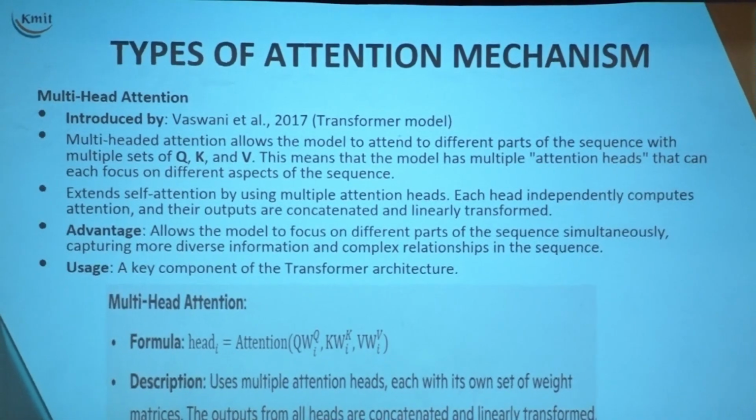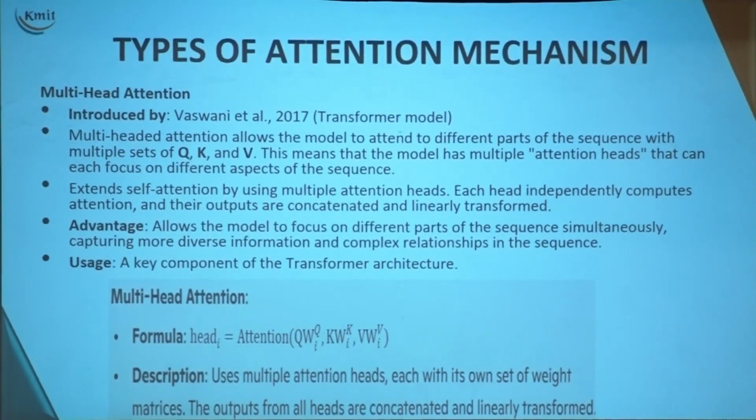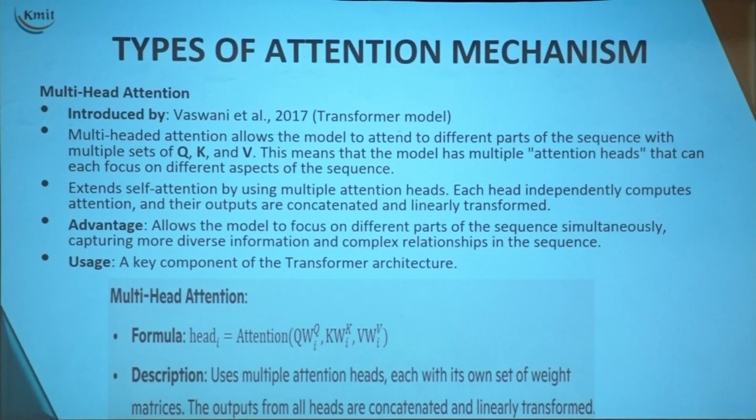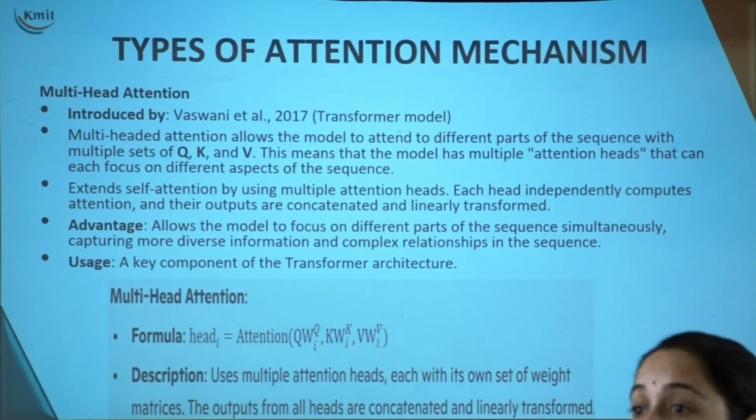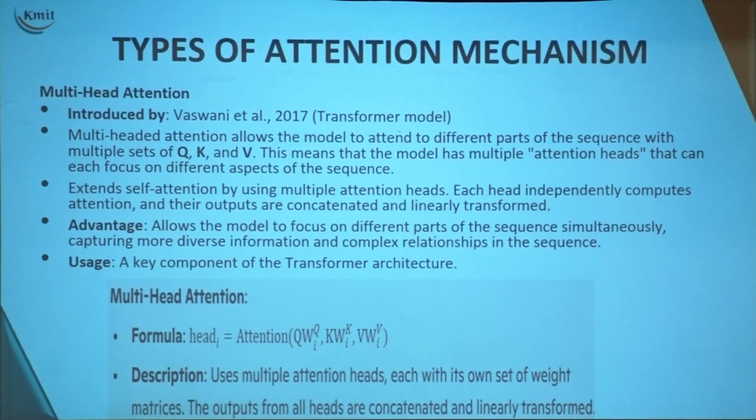That's it. The next type is multi-headed attention, wherein you allow the model to attend to different parts of the sequence with multiple sets of Q, K and V. If you are using a single set, it is single-headed attention. And if you are using multiple sets of Q, K, V, it is multi-head attention. It extends self-attention by using multiple attention heads. Each can independently compute attention, and their outputs are concatenated and then linearly transformed. The advantage is it allows the model to focus on different parts of the sequence simultaneously.